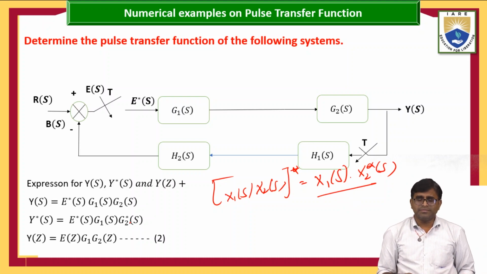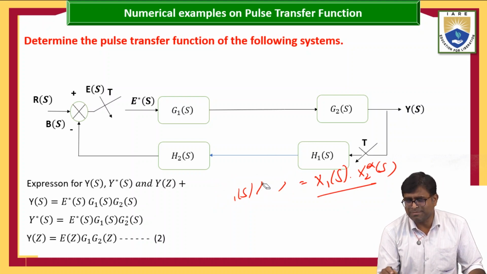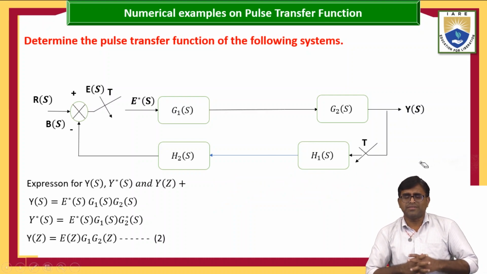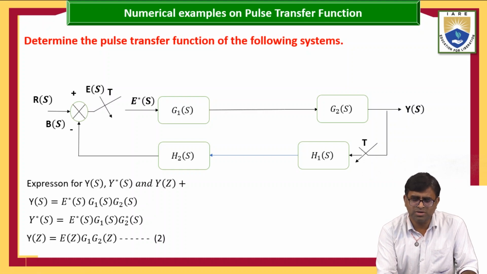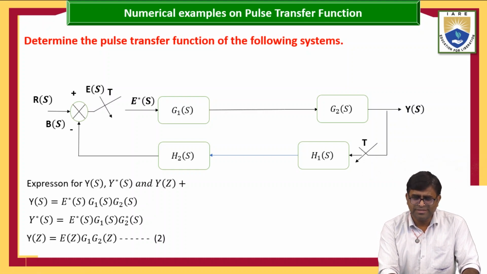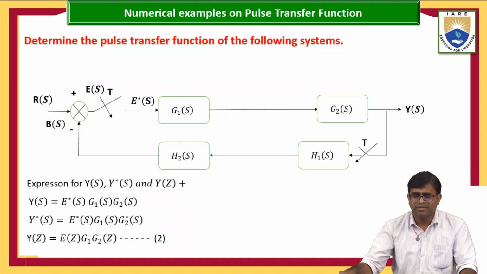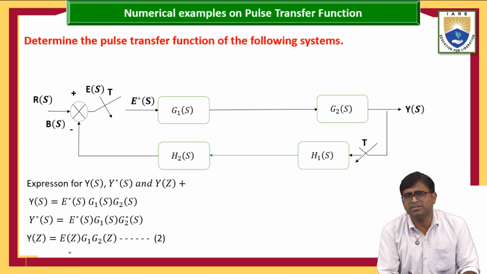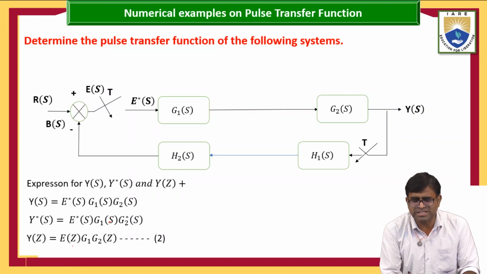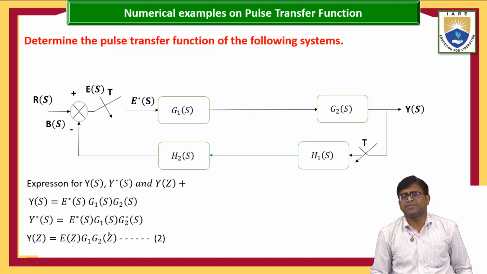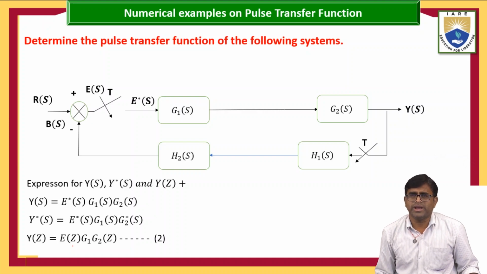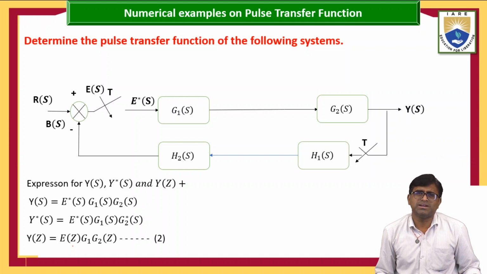Okay, after this I am applying the Z transform, that is Y of Z. So Y of Z equals E of Z, G1 of Z and G2 of Z. The functions which have the star Laplace, for those functions I write the Z. Those functions which do not have the star Laplace become a constant term, G1. Okay, this is the property of the pulse transfer function.